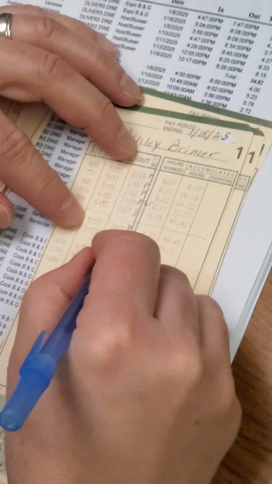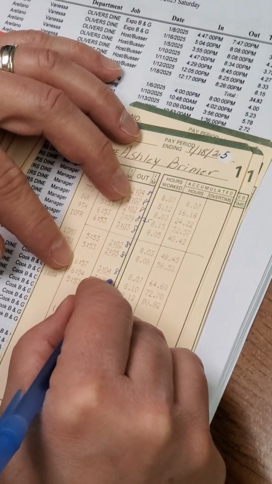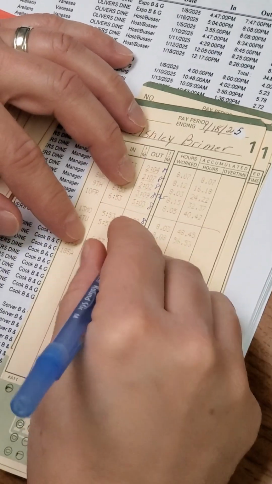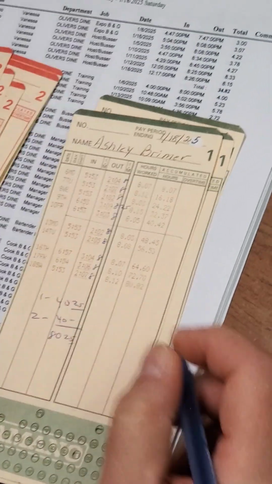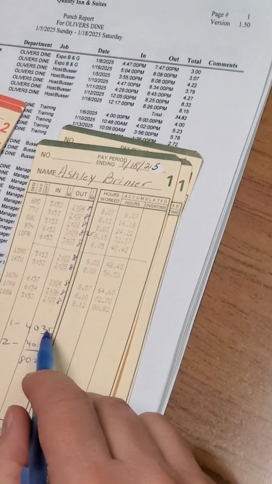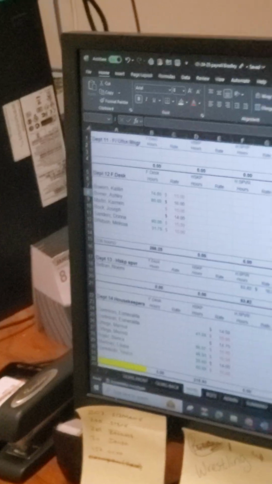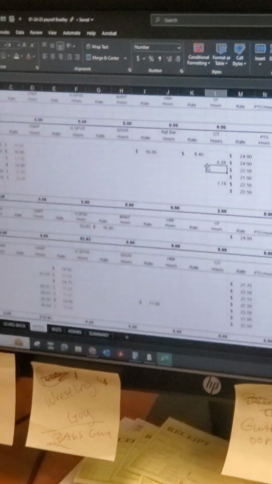6 to 2, 8. 7 to 3, 8. 7 to 3:06, that's 8. 6 to 2:07, 8. 1, 2, 3, 4, 5. 40. So it's 80.25, so it's 80 plus 0.25 overtime hours. So Caitlin, 80. Ashley, I'm sorry. 0.25. There you go. Okay?